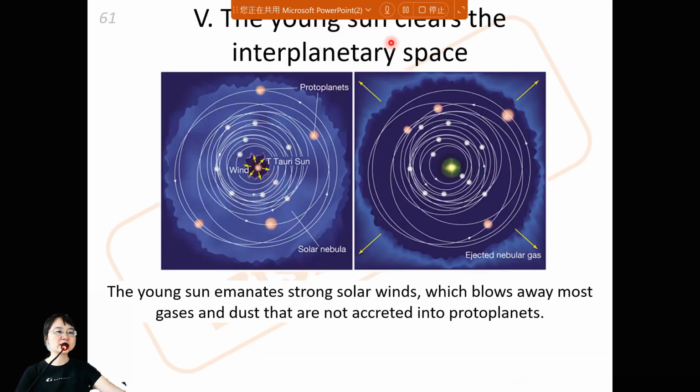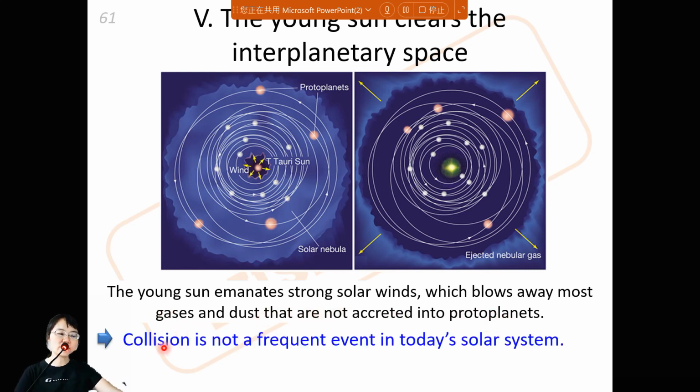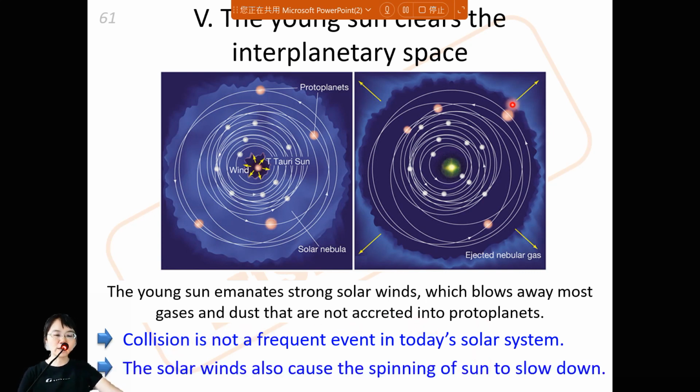At some point, the young sun clears the interplanetary space. Today, in our solar system, in the orbits of the planets, there are not so many other smaller objects. This is because the young sun has helped to clear the interplanetary space. The young sun emanates strong solar winds, which blow away most gases and dust that are not accreted into protoplanets. Therefore, we know collision is not a frequent event in today's solar system, but was frequent in the young solar system. We will talk about this when we talk about the moon.